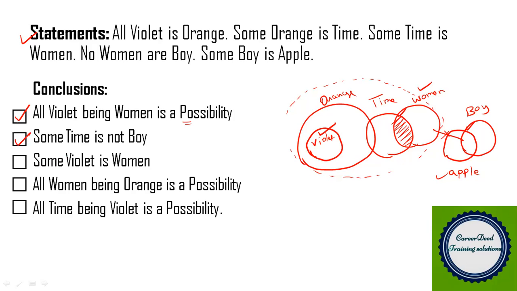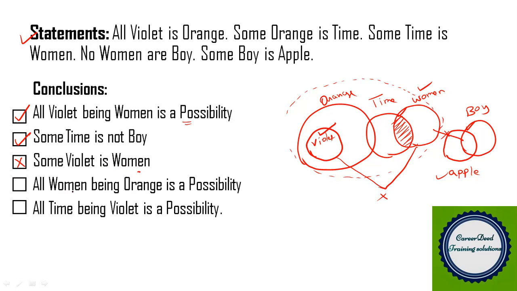Next, coming to the third conclusion, some violet is women. So some violet is related to women. As per the statements, we can't establish any relationship between violet and women. So definitely we can't say some part of violet is related to women. So definitely it is wrong. If they had given that some violet is women is possible, then it would be correct, but they haven't given it as possible. So definitely the third conclusion is wrong.